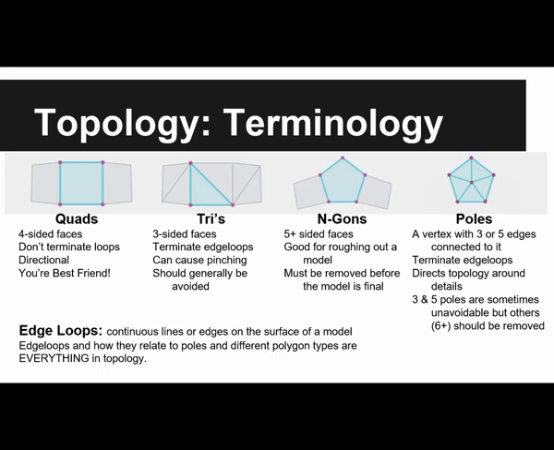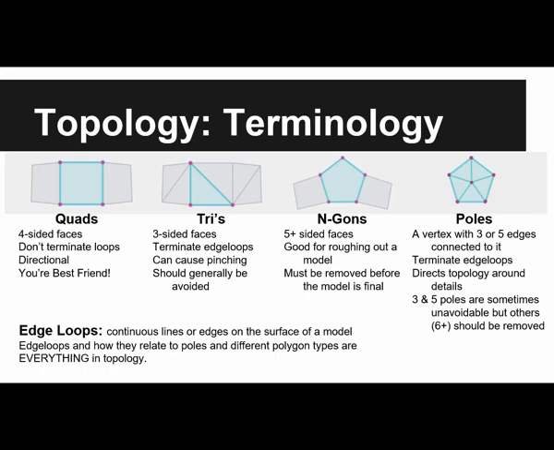N-gons, five or more sided faces. They're good for roughing out a model, but they must be removed before the model is final. In fact, there are a lot of programs that work in conjunction with Maya, 3ds Max, and ZBrush that help you texture and speed up your workflow that will not work if you have any tris or n-gons. They only work with quads.